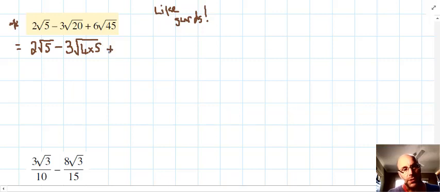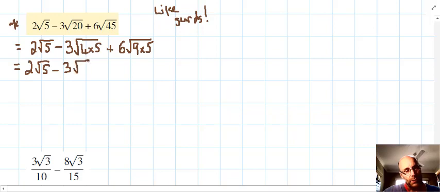The third term, 6 root 45, is 6 lots of the square root of 45. Can 45 be broken down into square factors? Yes. And what's the biggest one? 9. 9 by 5 is 45. Okay, good. We're getting somewhere. 2 root 5 minus 3. Now we split that surd into 2 individual surds like that, plus 6 root 9 by root 5. And then we look at ways of simplifying that.